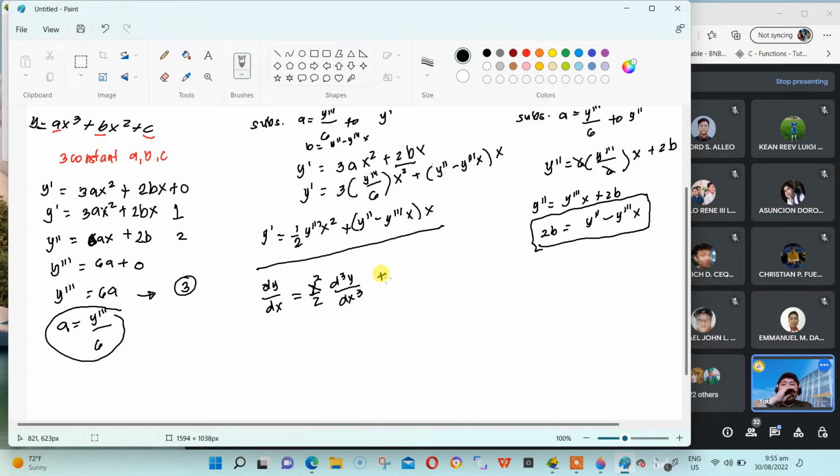Plus, all of that having x, so you could multiply x individually. This becomes x squared. So you have x d squared y over dx squared minus x squared, right? x times x. Then you have d cube y over dx cube.